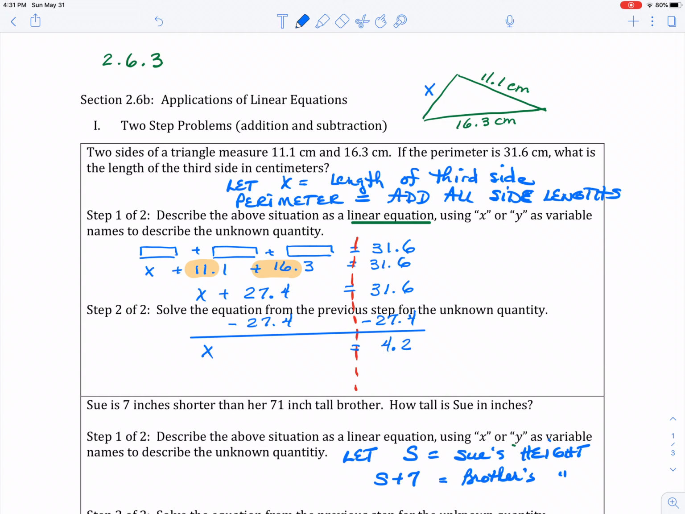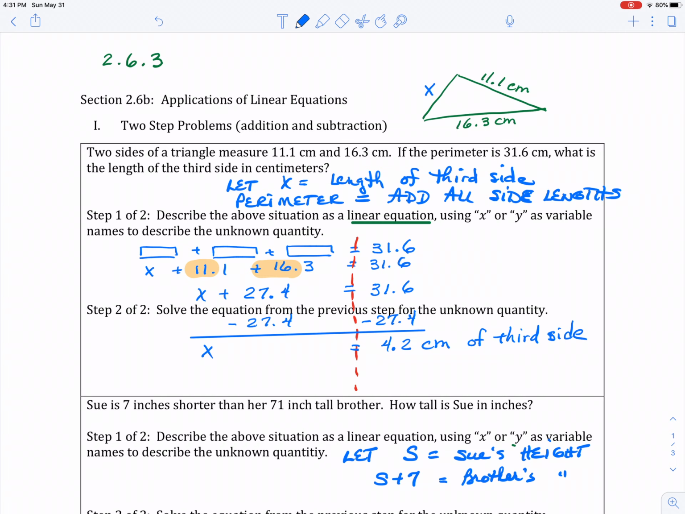So if you refer back to the drawing, you can see that that is the length in centimeters of the third side, or the missing side, whatever you chose to call that variable. All right, so that's our first example.